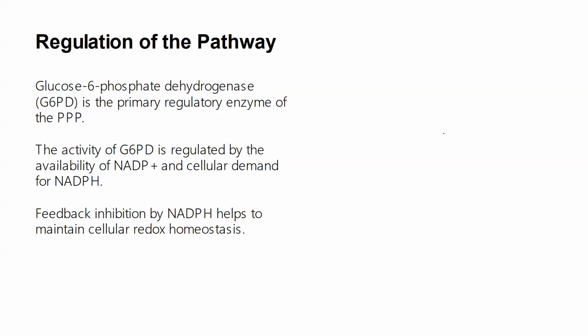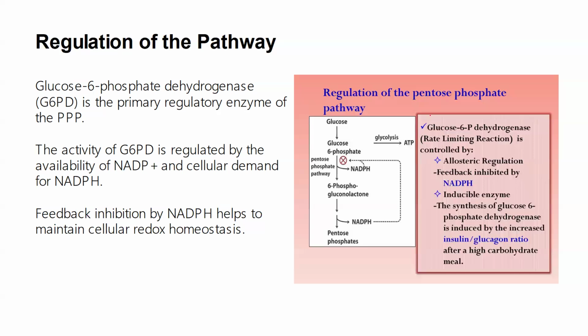So NADPH is a final product of the pentose phosphate pathway, that is, the oxidative phase. So remember, feedback regulation is when the final product of a pathway inhibits the first enzyme of the pathway. That is what you call feedback regulation. So as we can see, this is the regulatory point where we have the glucose 6-phosphate dehydrogenase. So in the pentose phosphate pathway, this is the point of regulation.